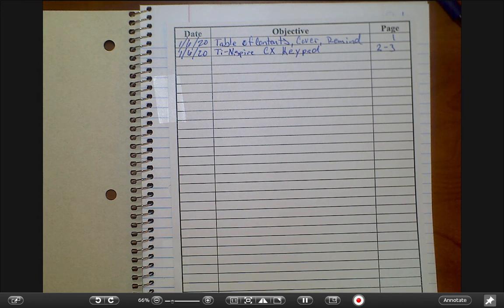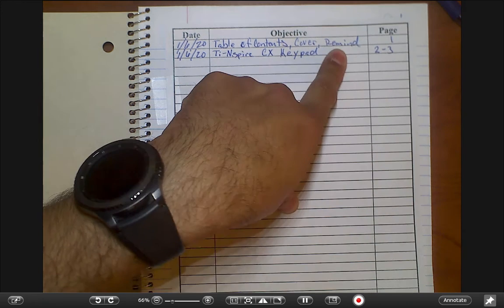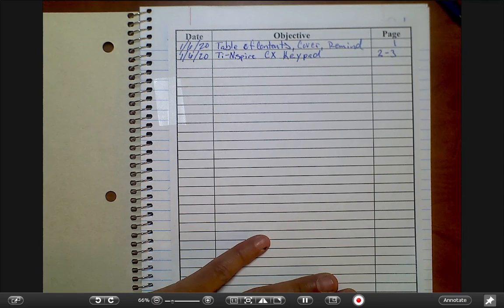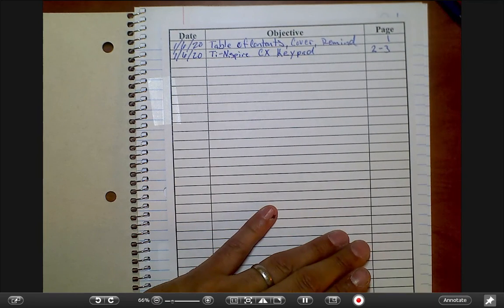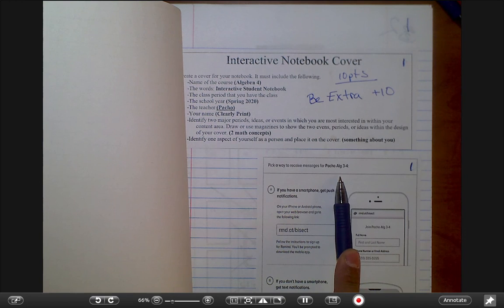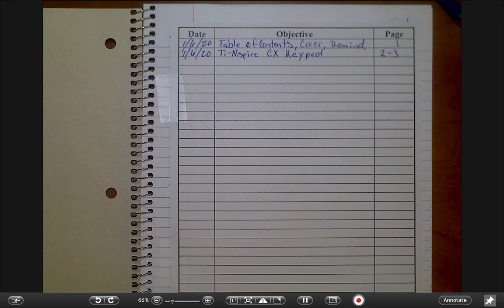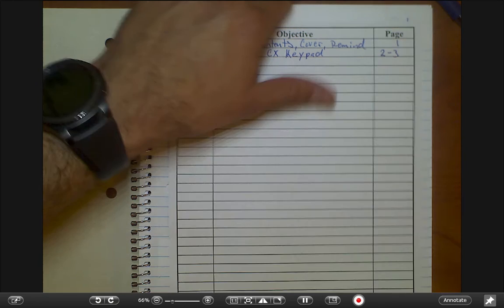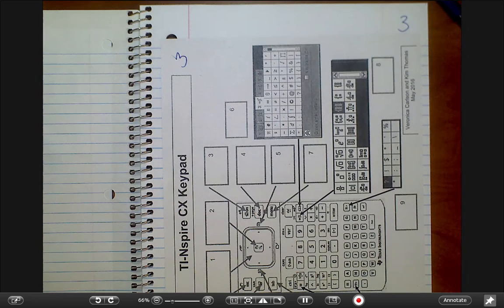So like I said, it's table of contents, cover, and remind. Look, table of contents. This is table of contents. This is the cover. And this is the remind. All right. Now, here's page 3.